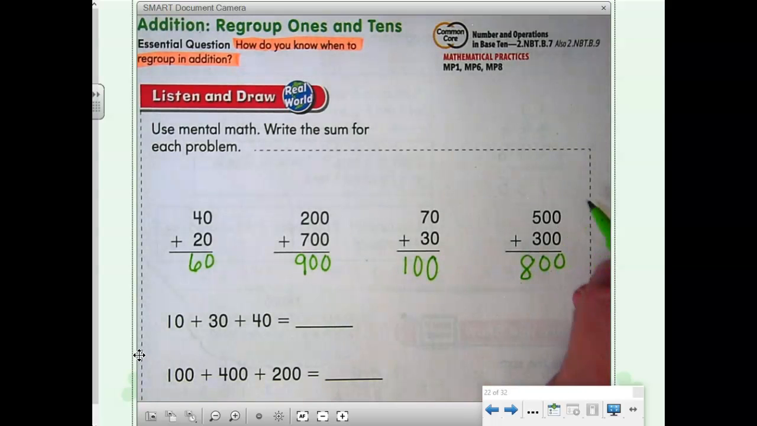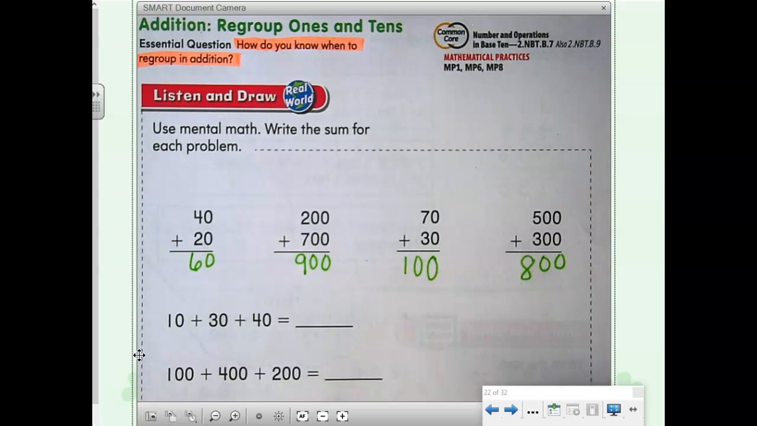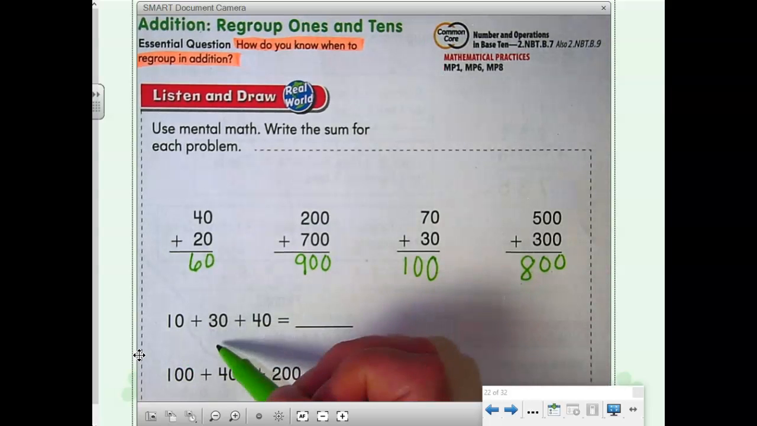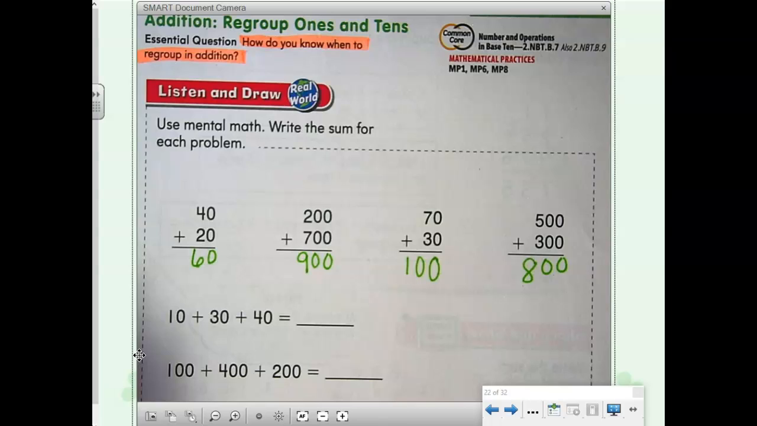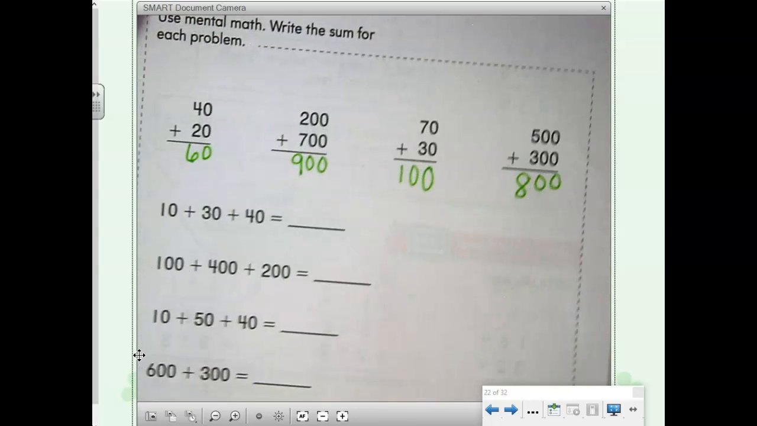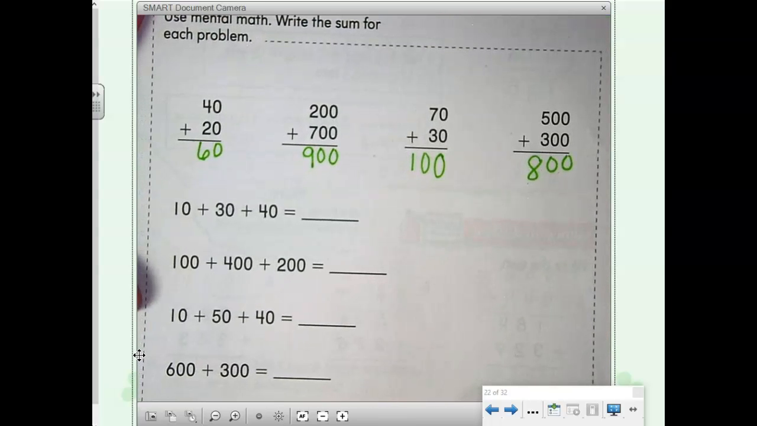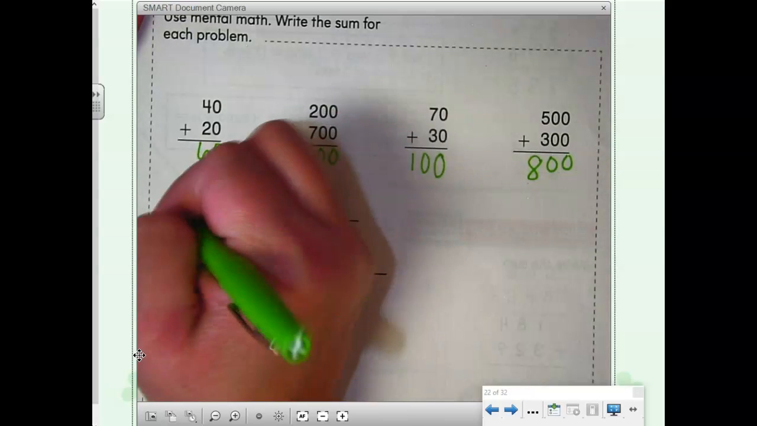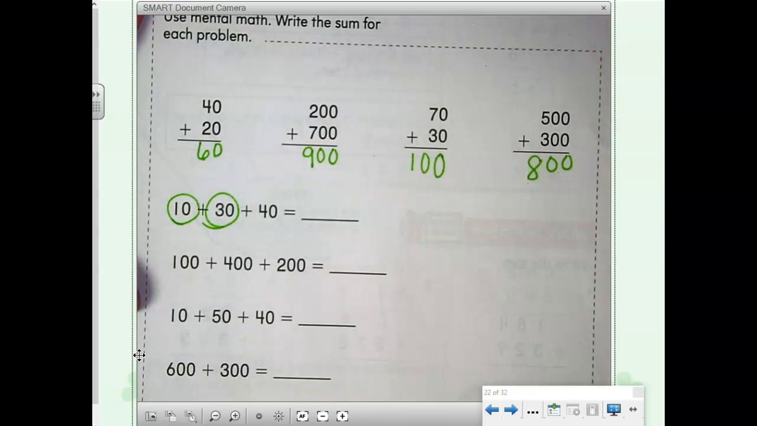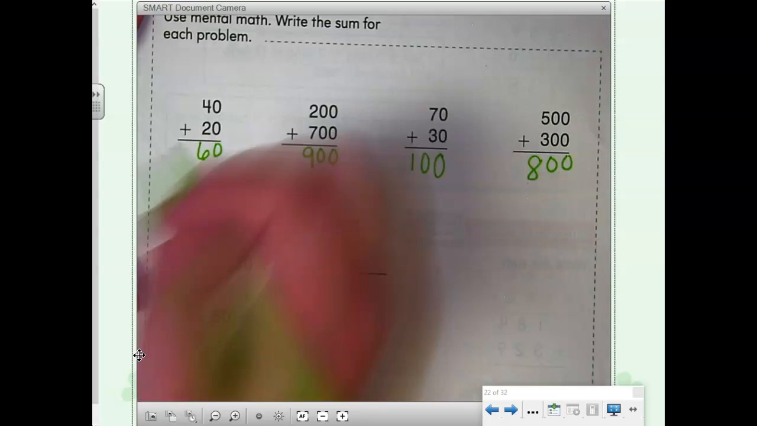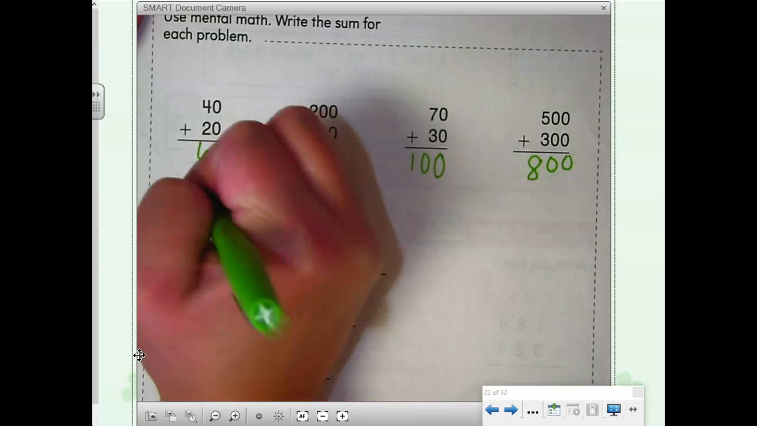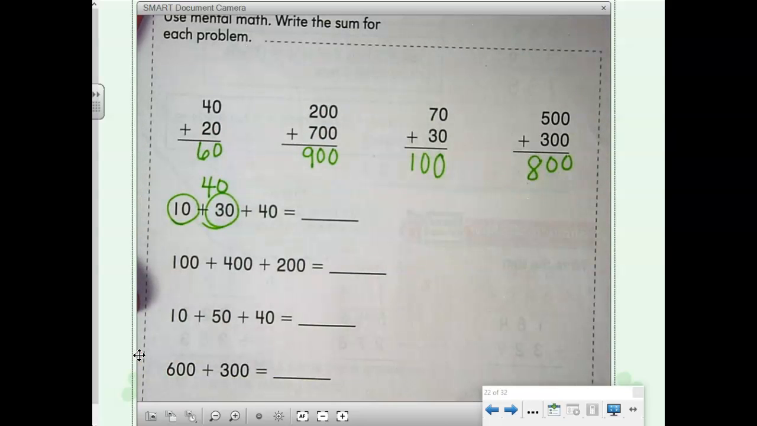All right, the next one, we're adding 3 numbers. Choose the numbers that would be the easiest to put together. So here we have 10 plus 30 plus 40. What 2 numbers would you add together first to make this easier to add? All right, I would add 10 plus 30. What does that give you? 40. Now what's 40 plus 40? 80.